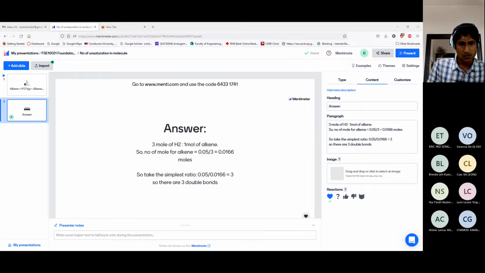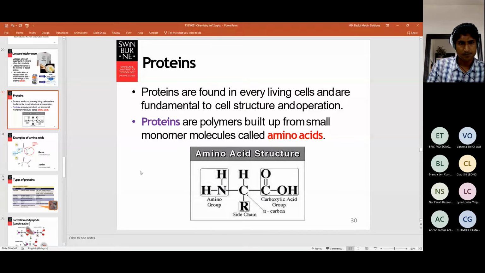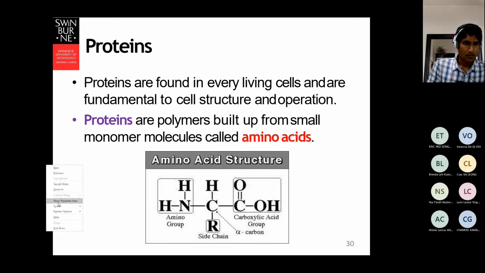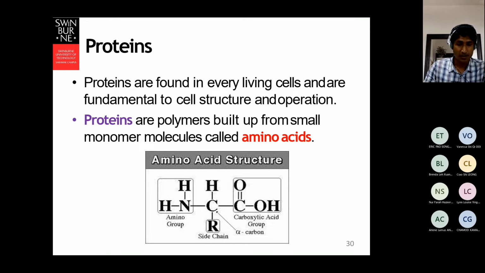Okay. All right, so we go back to our lecture slide again. Proteins are the main ingredients, the building blocks of our living bodies, and they are made from condensation reactions that occur between amino acids, right? Small monomer molecules called amino acids, and the polymers of amino acids are the proteins. So when many amino acids are joined together by condensation reactions, they become a bigger protein.